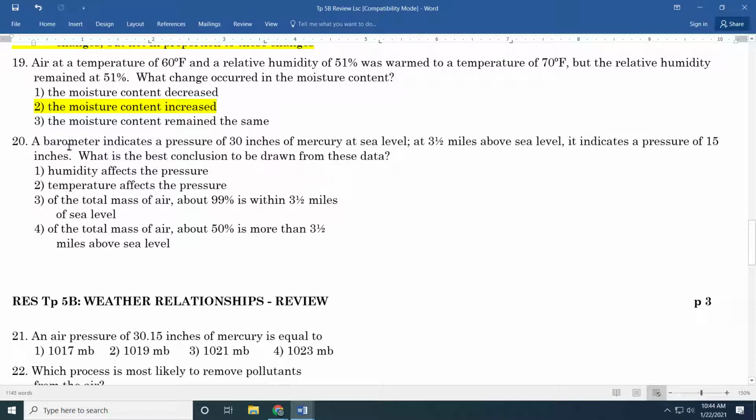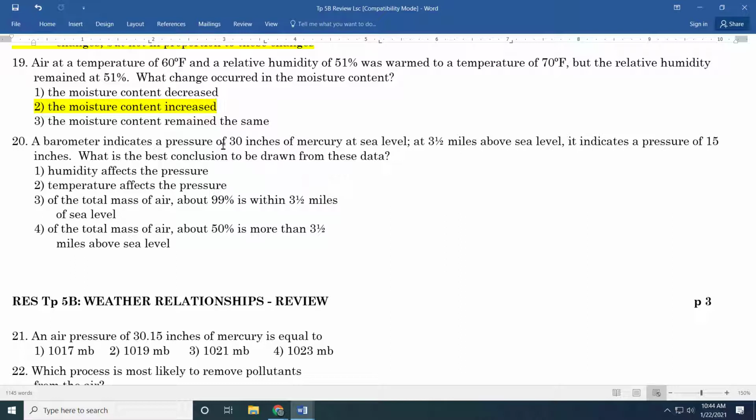A barometer indicates a pressure of 30 inches of mercury at sea level and 3.5 miles above sea level it indicates a pressure of 15 inches of mercury. What's the best conclusion to be drawn? So by going from sea level up 3.5 miles, there's now half as much pressure.